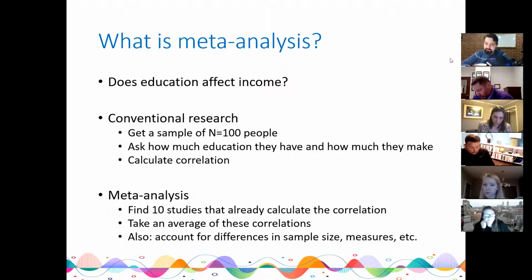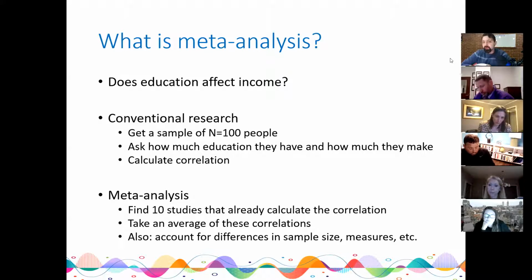Meta-analysis is slightly different. So here, instead of surveying your own 100 people, you look if somebody already did those studies. And so maybe you find that there are 10 published papers that already answered that precise question. So they went out, asked people about their income level and education level, and calculated the correlation. And so in the most primitive way, your meta-analysis would be literally like an average correlation across those 10 studies.